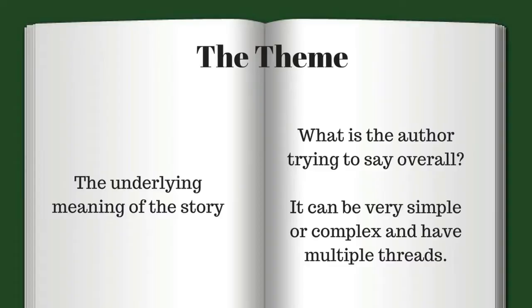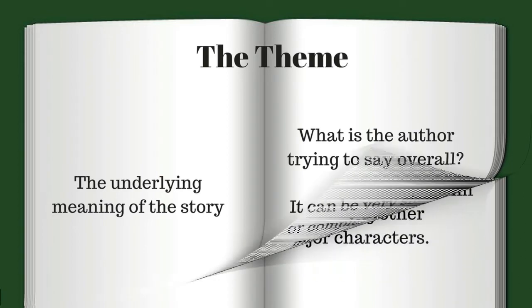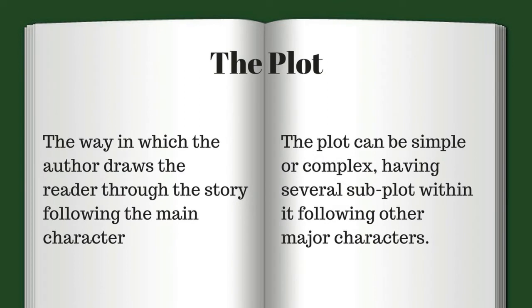Before we start to create our characters and develop them to make them real, let's familiarize ourselves with the various elements of a modern novel. The theme of the novel is the underlying meaning. What is the author trying to say? This is sometimes simple and it's sometimes complex. The plot can be in several sections, but often has one main plot. It's a roadmap from the beginning to the end. It's a way that the author draws the reader through the story along with the main character.